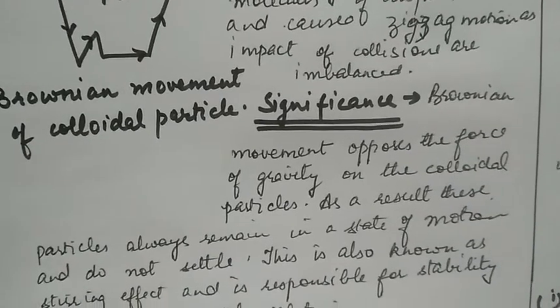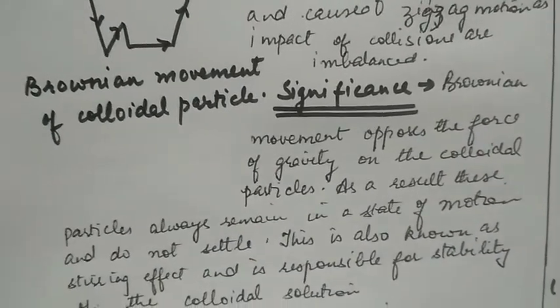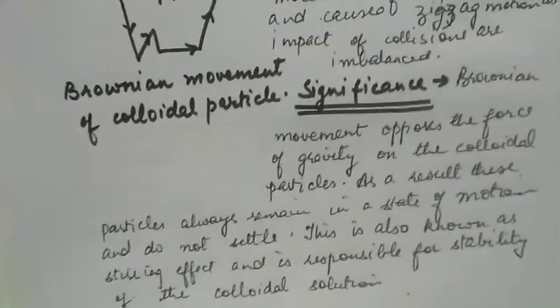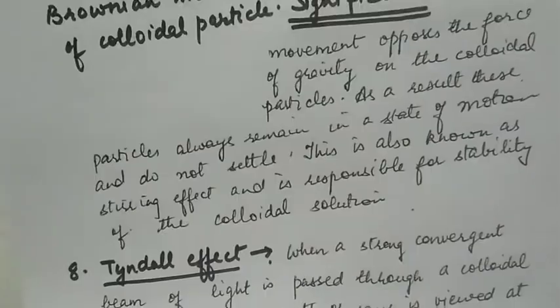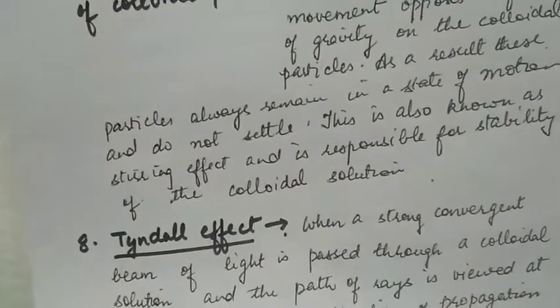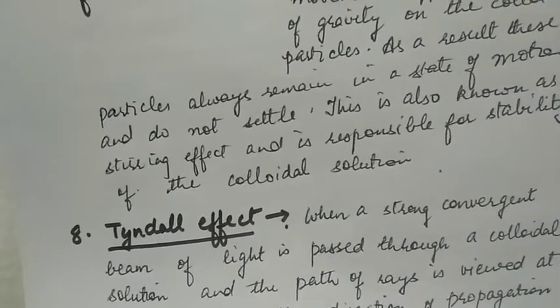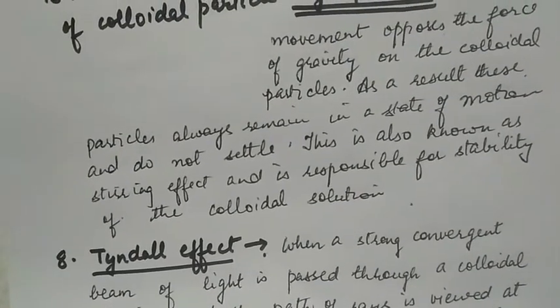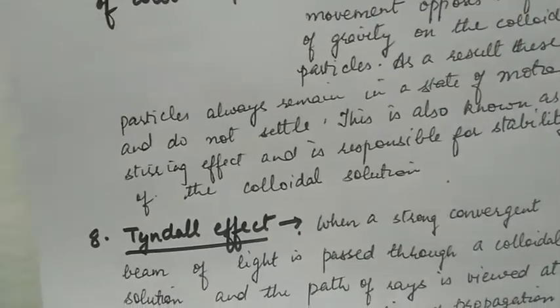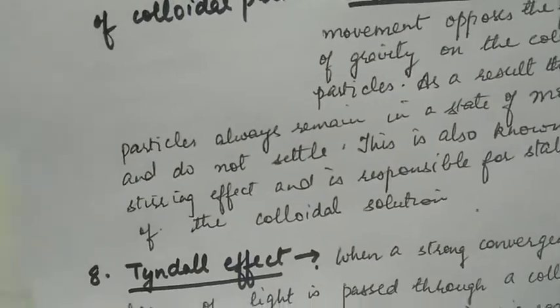The significance is that Brownian movement opposes the force of gravity on the colloidal particles, and as a result of this movement the particles always remain in a state of motion and do not settle. So we can say that this Brownian movement is responsible for the stability of the colloidal solution.